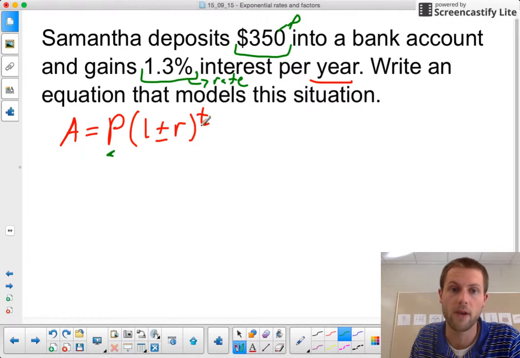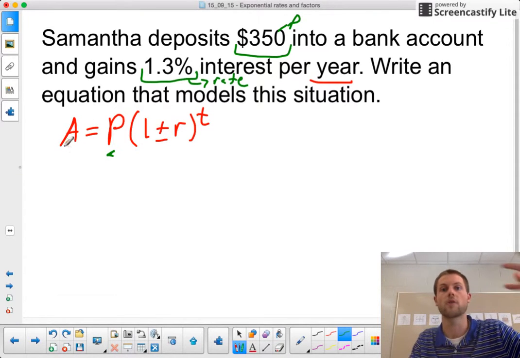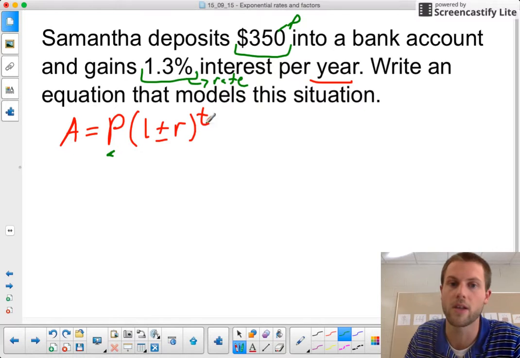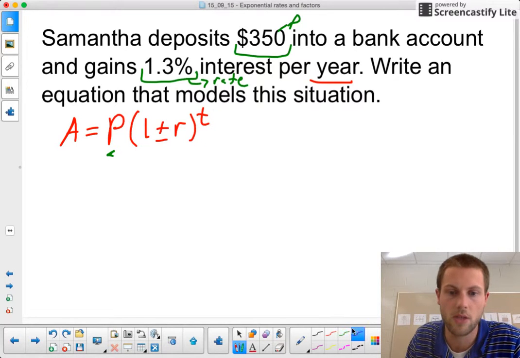Right now, I'm not given a specific amount of time, so that's going to stay a variable. And I don't know the amount that this bank account is going to be equal to since I'm not given a time. So all we're doing is setting this thing up.